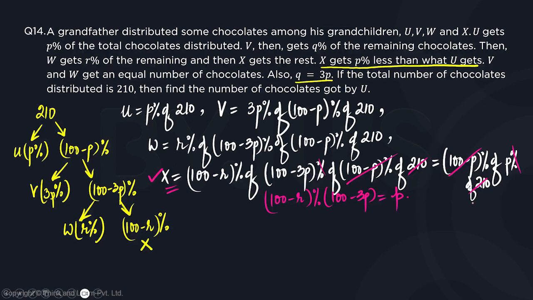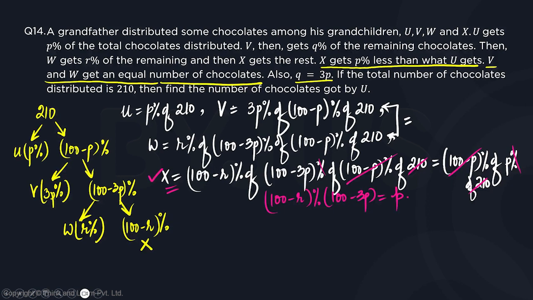Since it's in product, we really can't do anything about it. Let's keep the percentage on the left hand side. Let's not take it to the right hand side and make it 100. Not really helpful. Next statement says that V and W get an equal number of chocolates. So V and W both get equal number of chocolates. That means they both are equal.